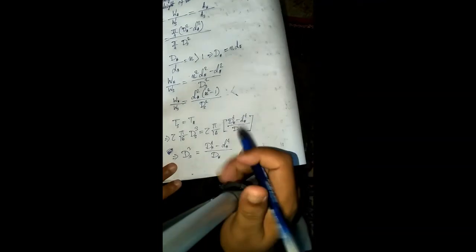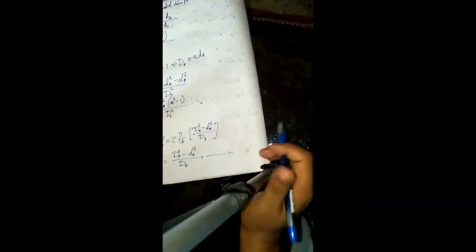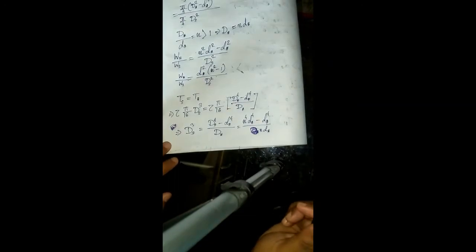Okay, now substituting the value of dh, let's see what we get. Small n to the power 4 small dh to the power 4 minus small dh to the power 4 by dh. In dh, sorry, this is the value of ds.